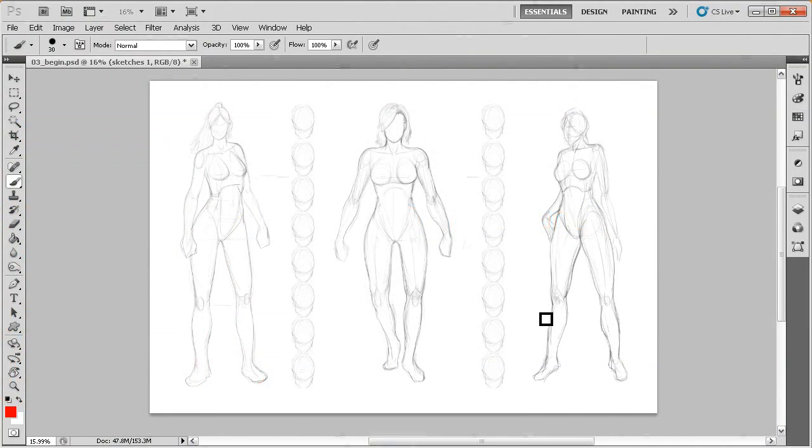Alright, so in the previous lesson, we wrapped up going over the character bio for the character we're working on here. Now, before we get into the anatomy of our character and poses, I want to preface that by letting you know that this particular lesson is not necessarily a lesson on how to draw the female anatomy.